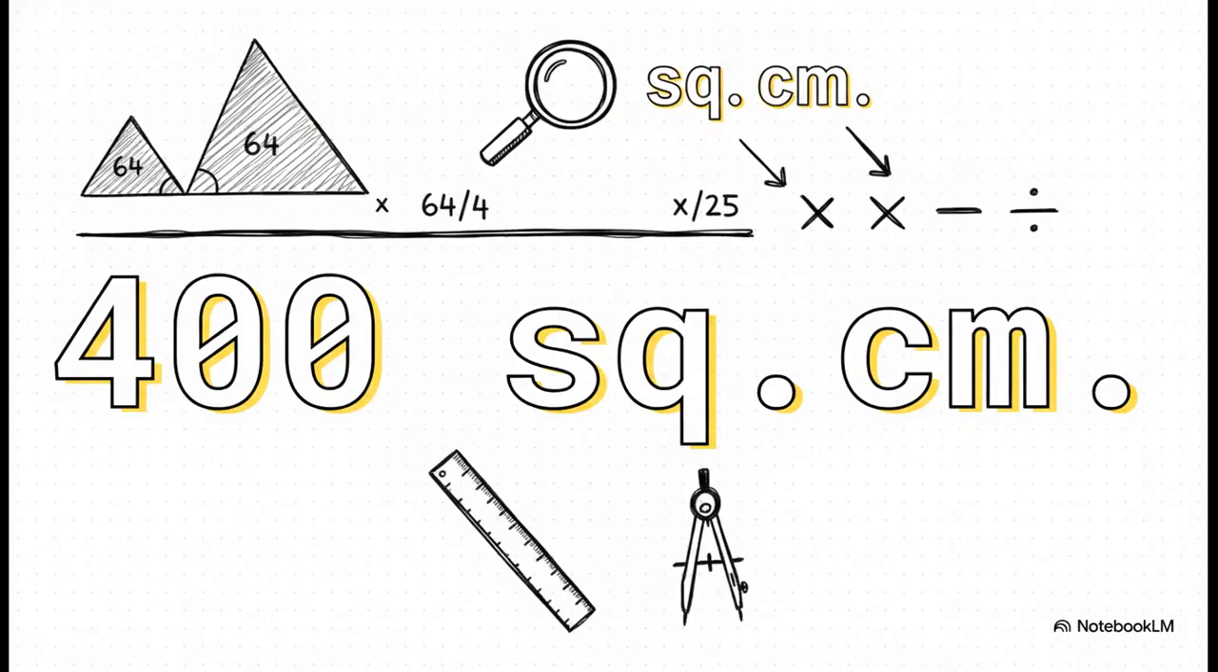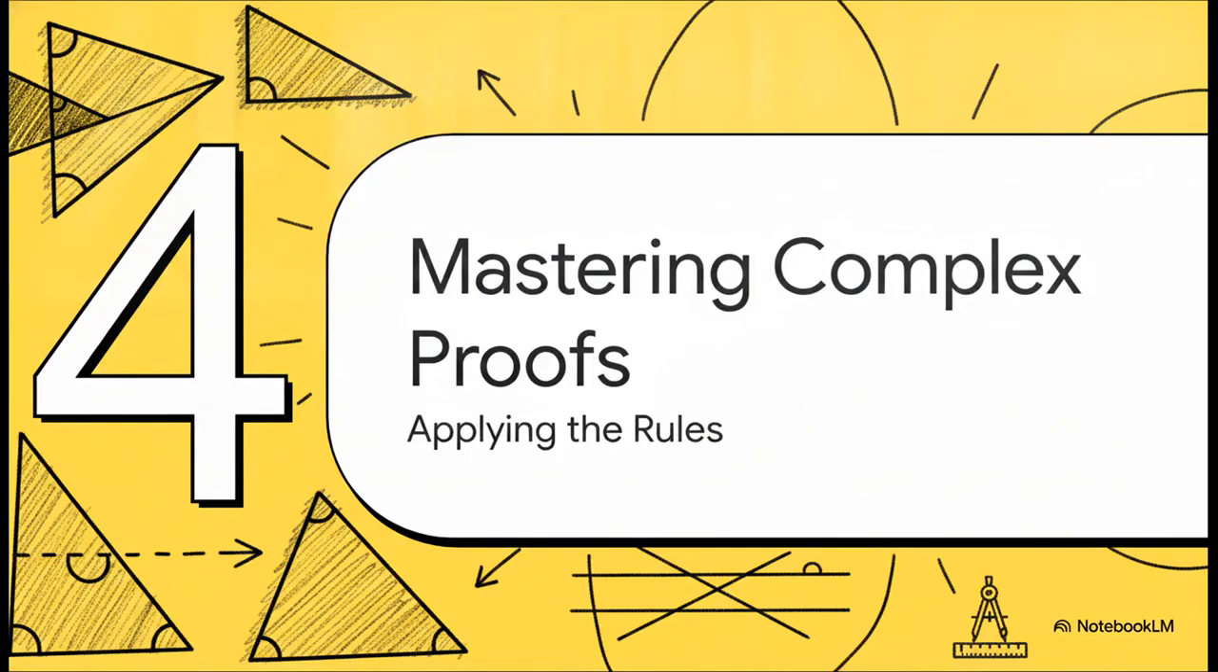From here, we just substitute that known area of 64 for the smaller triangle and simply cross-multiply. So 64 multiplied by 25 divided by 4. If you divide 64 by 4, you get 16, and 16 multiplied by 25 gives us exactly 400. That means the area of the bigger triangle is 400 square centimeters. And please always remember to state your units clearly when you're doing geometry.